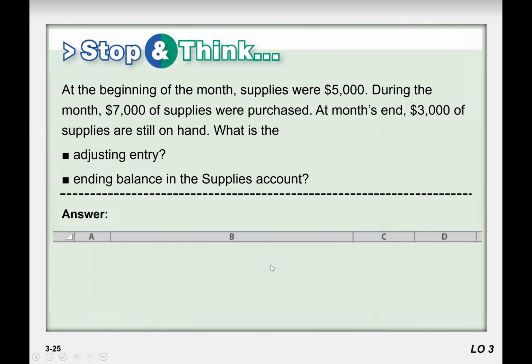Here we go, the other one. Okay, here we go. So we have an activity here. Find out the ending balance in the supplies account and also the adjusting entry. So I am making a breakout room. Please take a picture. I am making three breakout rooms so that you can just discuss. Here we go. Please take a picture.